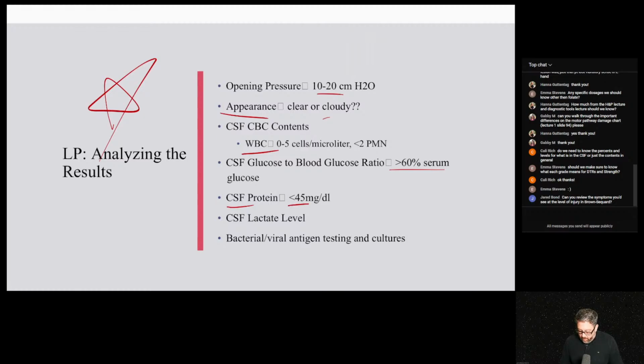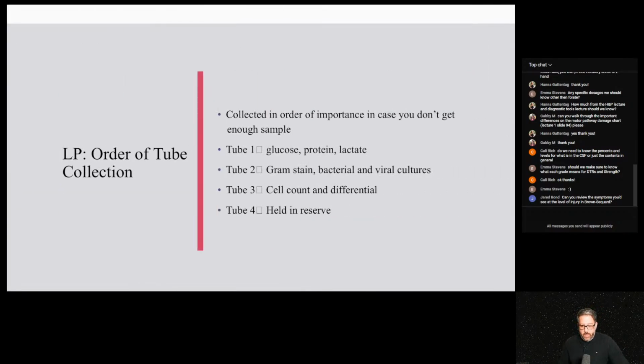Protein should be low. Lactate level we just order. And obviously the antigen testing is all just stuff we do with the tubes. Make sure you understand this one too. Which order, the most important thing obviously is glucose, protein, and lactate. And then after that, we do our gram stains and whatnot. We want to know if this is bacterial or viral. We'll get to meningitis next unit, and we'll talk about viral versus bacterial and why it's so important.